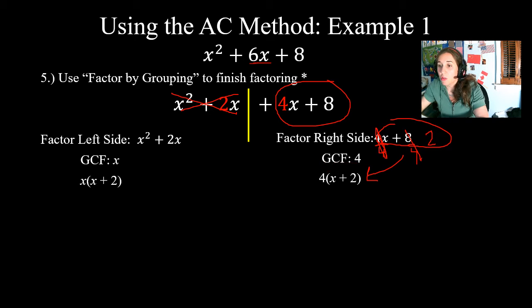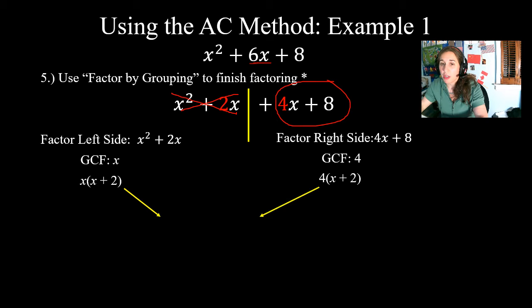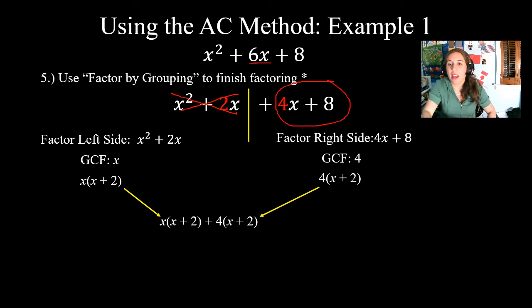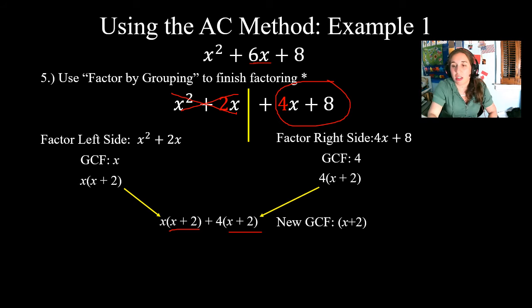Okay? So now that we've factored both sides, we can finish off our factor by grouping. That gives us this new almost completed factorization. We have x times x plus 2 plus 4 times x plus 2. We can look at that and say, oh my goodness, now is there a GCF that we can pull out of this? Well, there sure is, because both of those terms share x plus 2. So our new GCF is x plus 2.